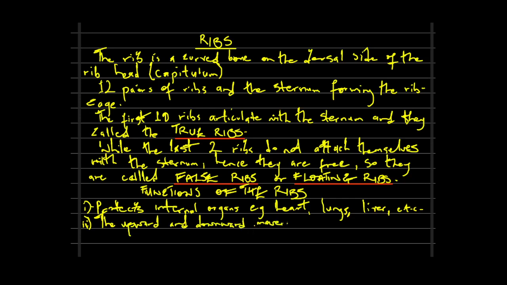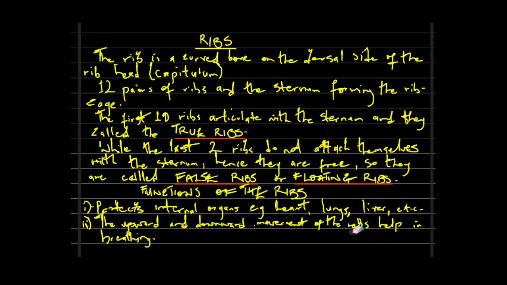The upward and downward movement of the ribs helps in breathing. That is what brings about the ability to breathe in and out the air that we breathe in, because of the continuous decrease and increase in the chest cavity. So those are the functions of the rib.